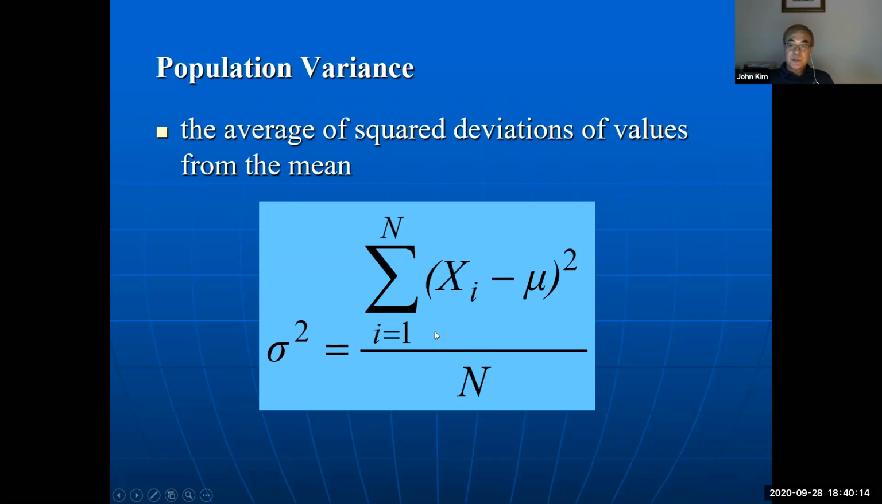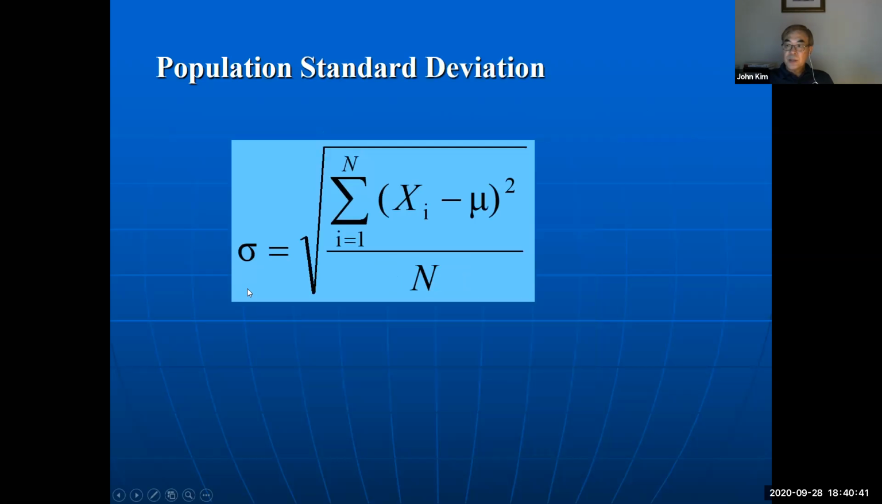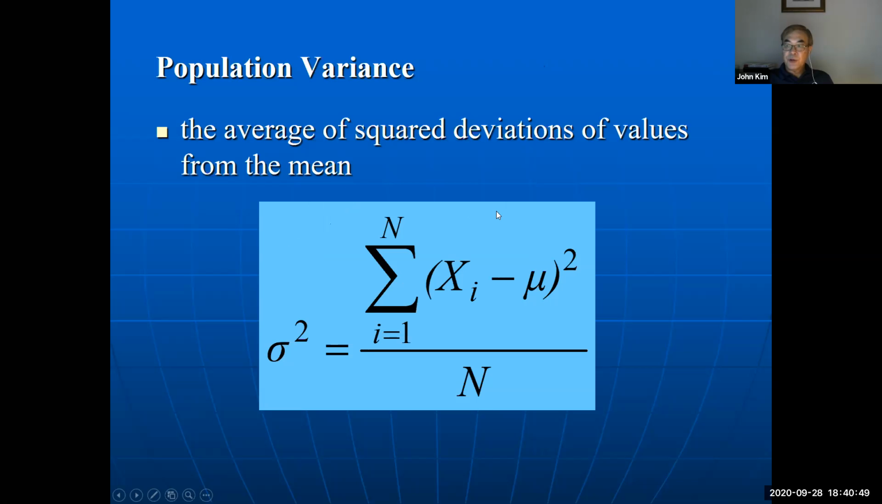Population variance. The notation is sigma squared. That is the sum of each member minus the population mean, squared, divided by the population size. That is the population variance. Population standard deviation, notation sigma, equals the square root of the variance.